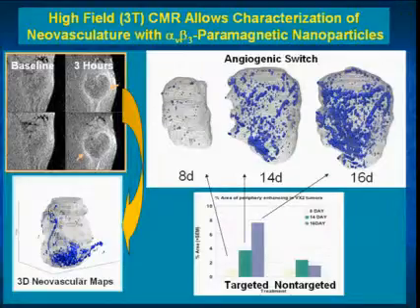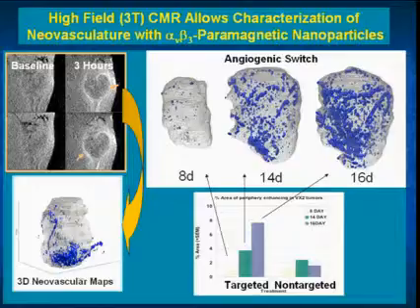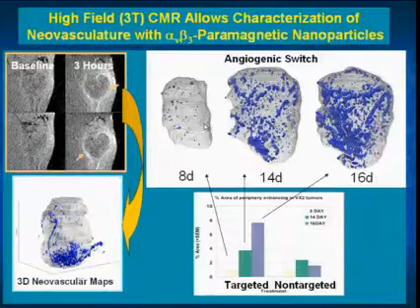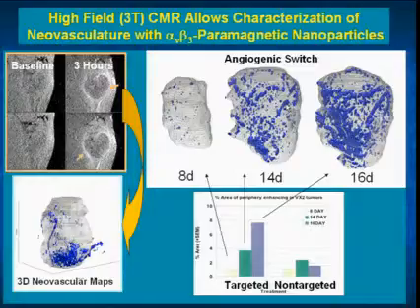Now, this angiogenesis can be monitored serially, so the agent actually can't really detect it the next day. So you can look at, say, a tumor at 8 days, then come back at 14 days and see how it's progressed in neovasculature. So we can monitor these things.